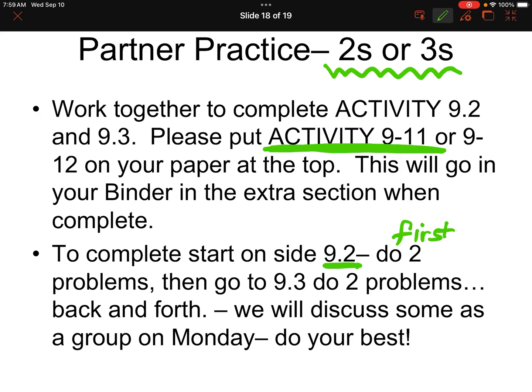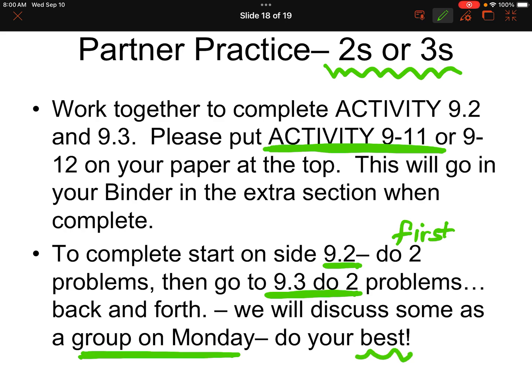Then I want you to turn the page over, and I want you to do 2 problems on the back. I think when you do a whole bunch of problems of the exact same nature, you kind of get into a rut and think, this is what I always do. So that's why I want you bouncing back and forth. So then you're going to do 2 on the back, compare, 2 on the front, compare, 2 on the back, compare, 2 on the front, compare, and so on till you finish. Okay, we will discuss them in a group on Monday.